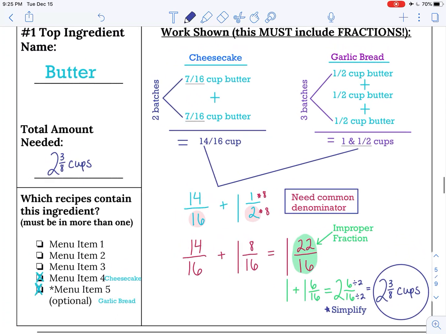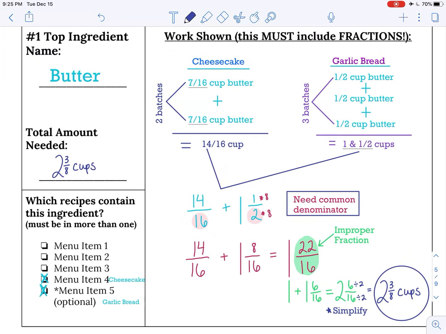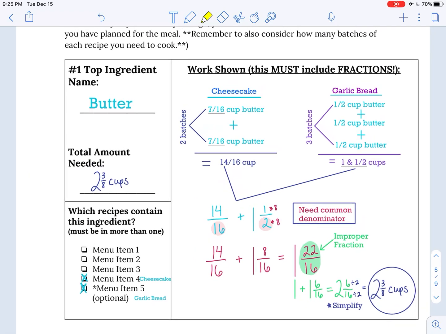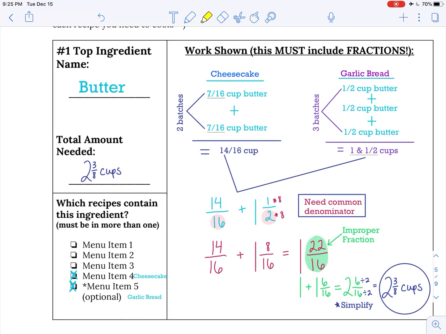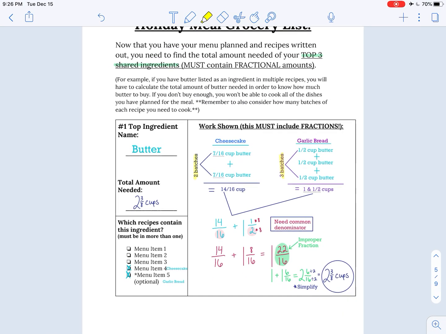So in order to carry out the menu that I have planned, that is how much butter I need. You can see that I wrote that right over here where it tells me to write in the total amount needed. So that is what I'm looking for: your work shown, so I can see your steps. How did you get there? Did you remember to include the right number of batches for each before you added? All of that, okay? So that's the work for my butter.